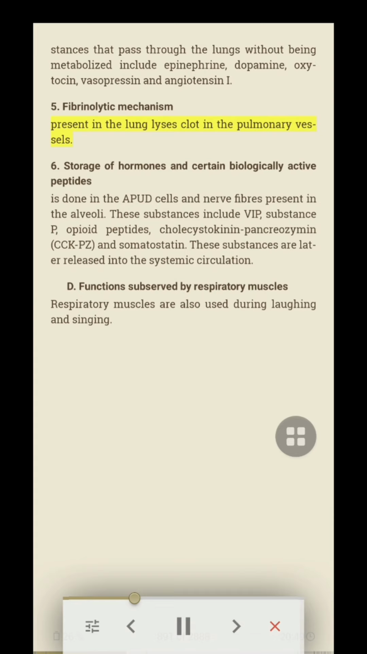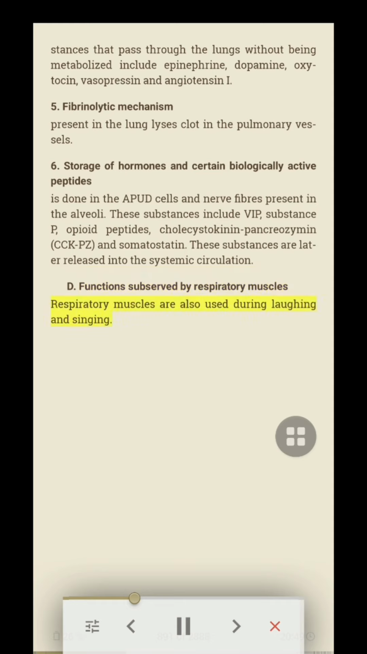Fibrinolytic mechanism present in the lung lyses clot in the pulmonary vessels. 6. Storage of hormones and certain biologically active peptides is done in the APUD cells and nerve fibers present in the alveoli. These substances include VIP, substance P, opioid peptides, cholecystokinin-pancreozymin (CCK-PZ), and somatostatin. These substances are later released into the systemic circulation.